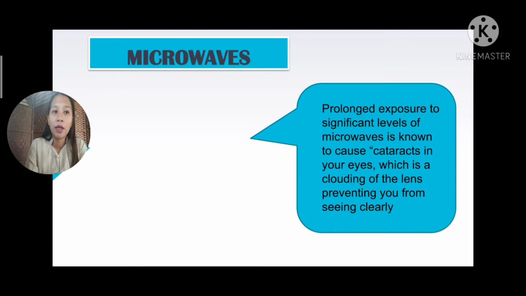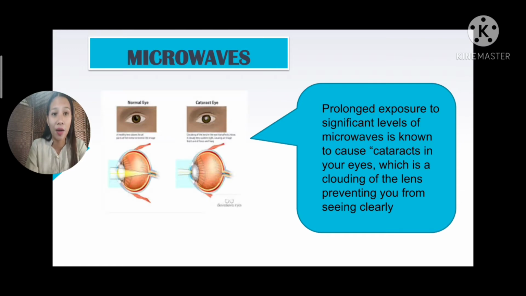Effects of microwaves: prolonged exposure to significant levels of microwaves is known to cause cataracts in your eyes, which is a clouding of the lens preventing you from seeing clearly. Most of this effect is mostly seen in adults.